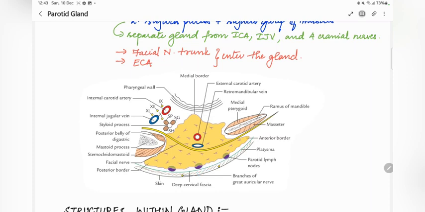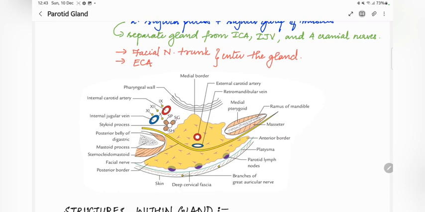Then the anteromedial surface is deeply grooved by the posterior border of the ramus of the mandible, as we can see here, and it is related to the masseter, the ramus of the mandible, the medial pterygoid, and also the lateral aspect of the temporomandibular joint.